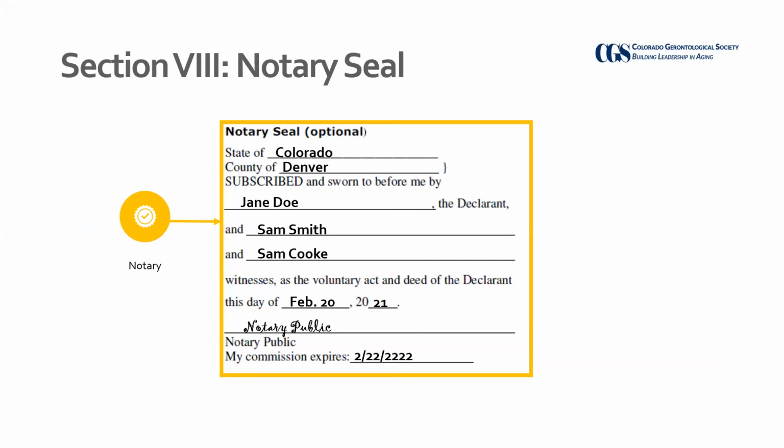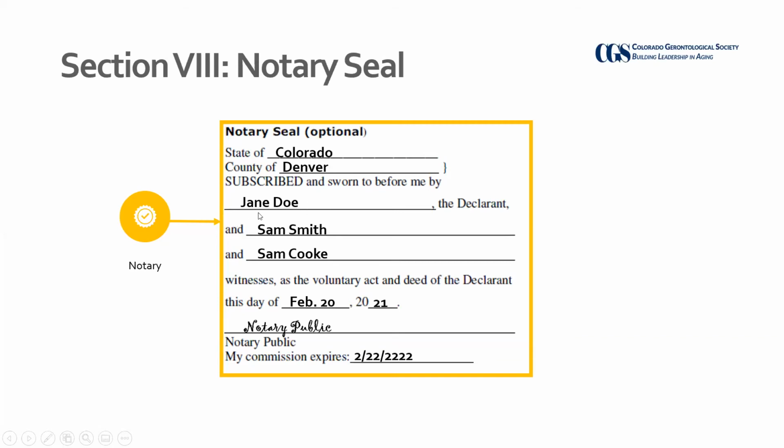And the last item, if you're getting your document notarized, is the notary seal. Your notary will complete this part. You do not have to complete this part. That is part of their responsibility. So they'll put their notary seal, and they will indicate what state, and that'll be Colorado, the county where you're getting this done. In this case, we're using Denver because the society is in Denver County.